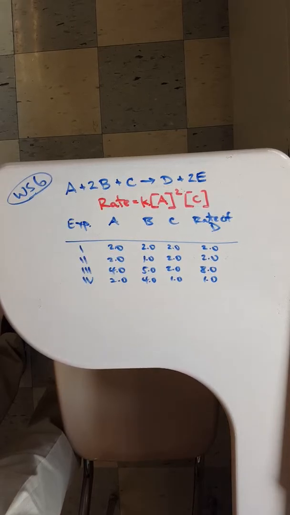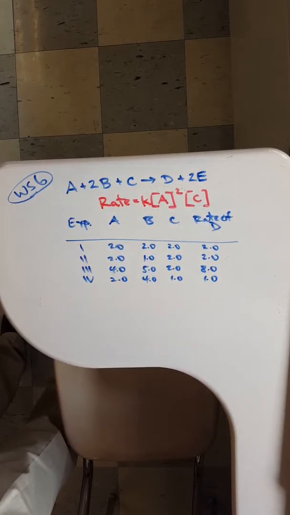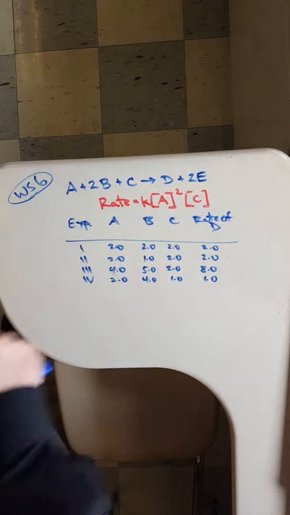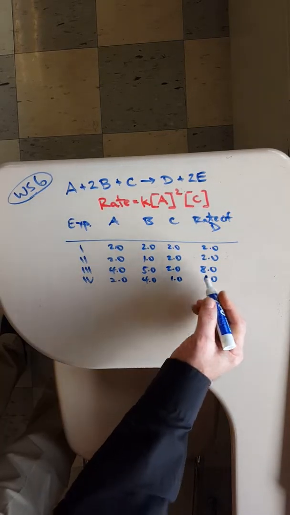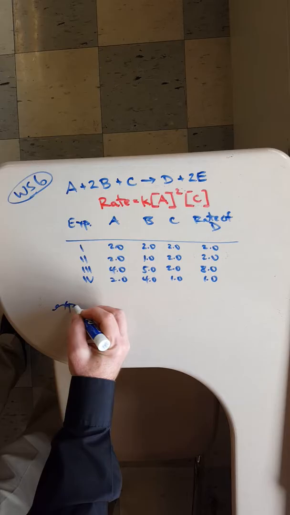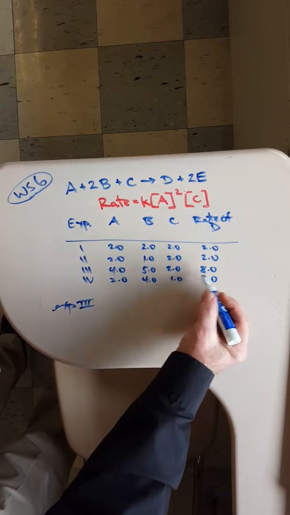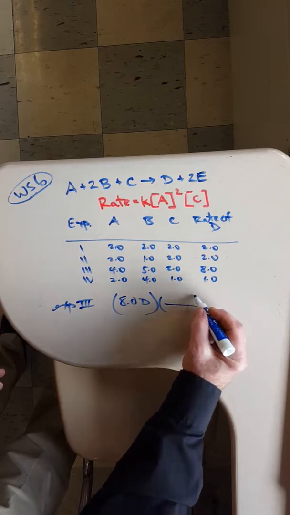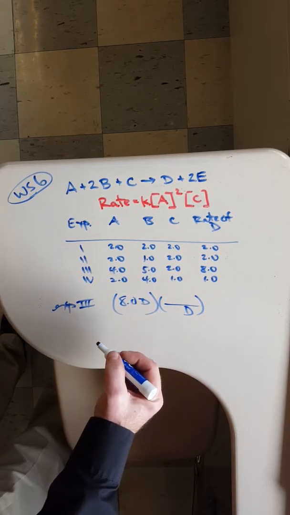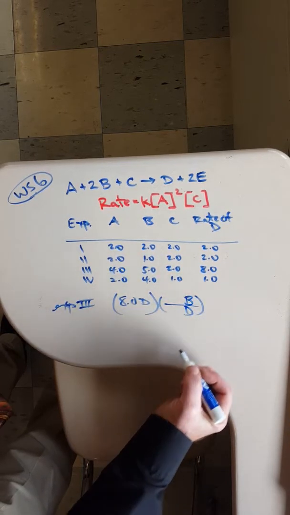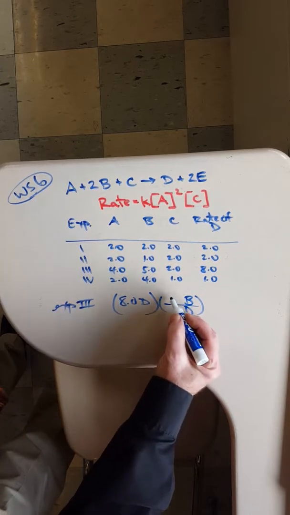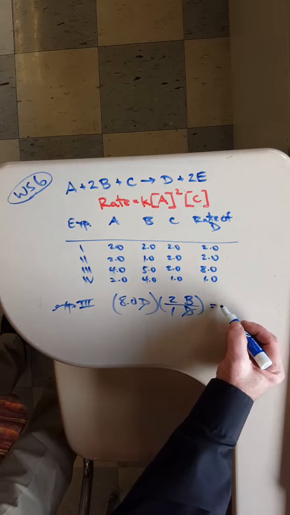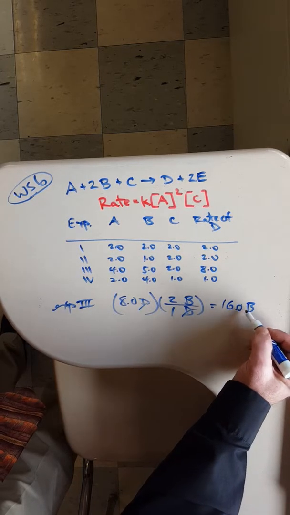Question 3 says, in experiment 3, what about the disappearance of B? Yes, reactants are going to disappear. I know in experiment 3, I've got D appearing at 8.0. But they're not asking me about D. They've asked me, what about B? And my stoich says, well, it's 2 B's for every 1 D. Looks like 16 B to me.